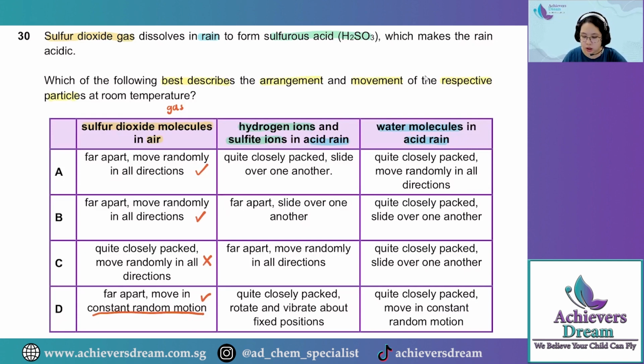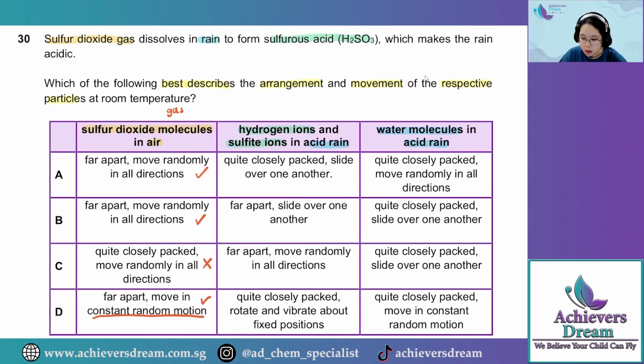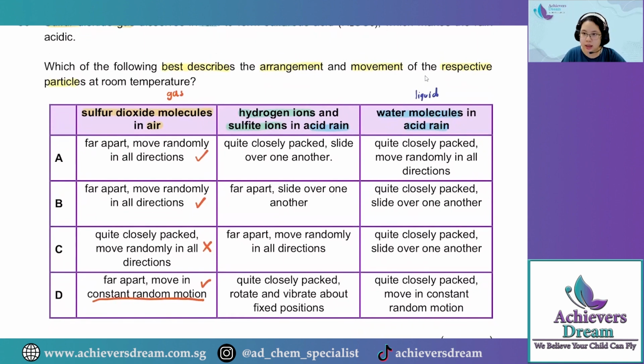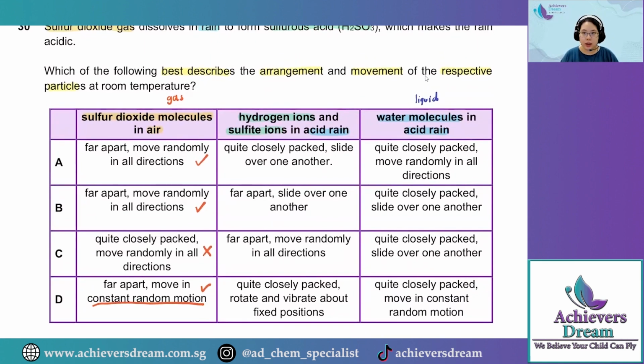Now let's look at the water molecules in acid rain. Water molecules will be in the liquid state. So they are quite closely packed and they slide over one another. So which of these statements are correct? B, C, and D, because again, all particles are always in constant random motion. A is not correct because they are quite closely packed and they are randomly arranged, but they don't move randomly in all directions. They only slide over one another.